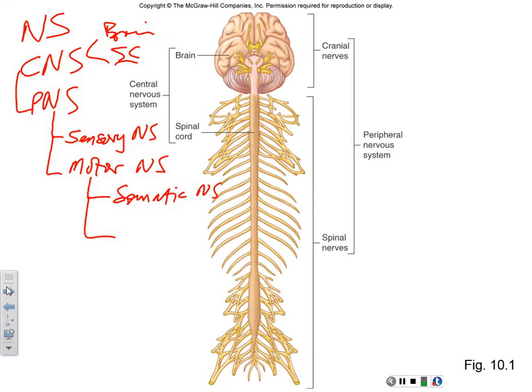Anything else that's automatically controlled is the, which system? The autonomic nervous system. The autonomic nervous system is split into three. The first one is the parasympathetic. Does anybody want to guess what this one does most of the time? The parasympathetic slows down, it inhibits. And then the second one is the sympathetic.